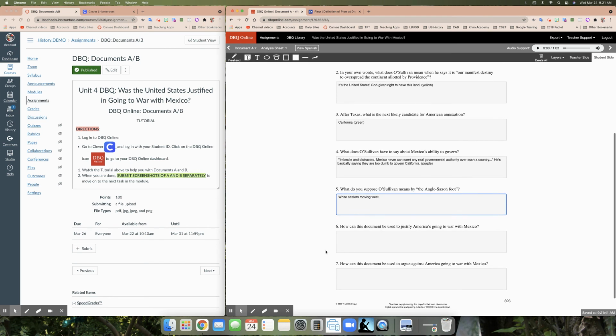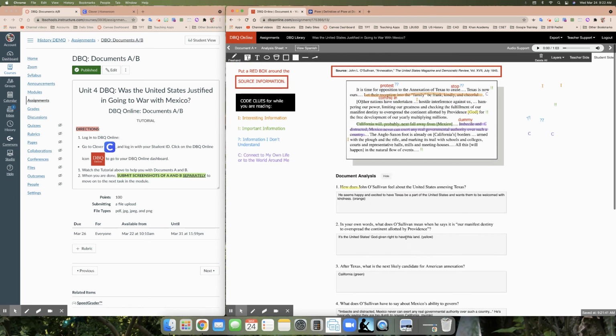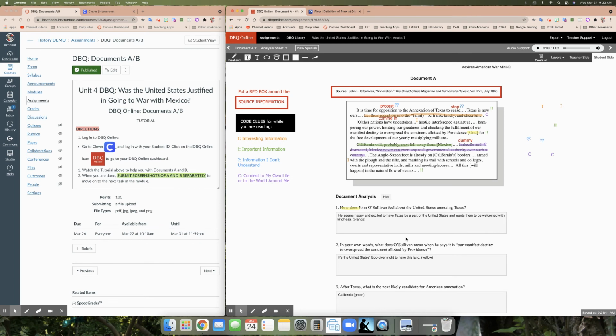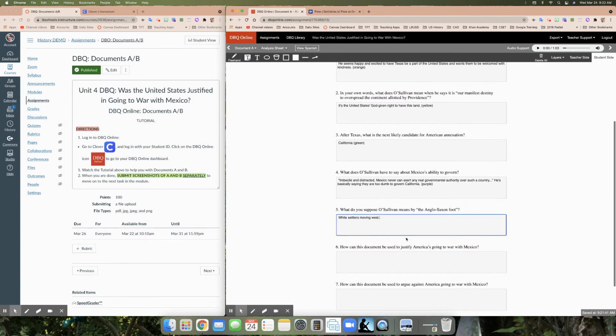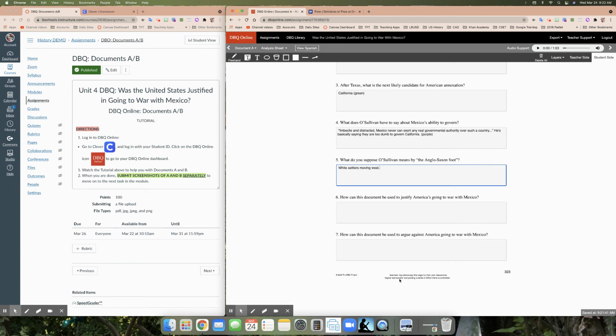How can this document be used to justify America's going to war with Mexico? Well, he's basically saying it's their God-given right to do it. And so if it's their God-given right, they're going to fight for it. So that's what I would say about number 6.